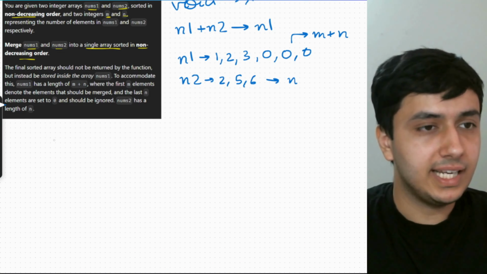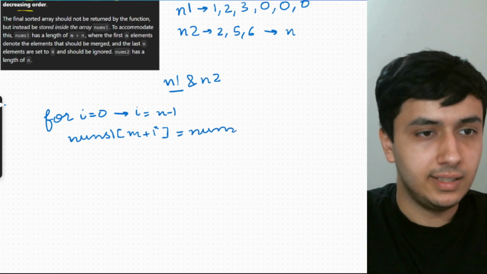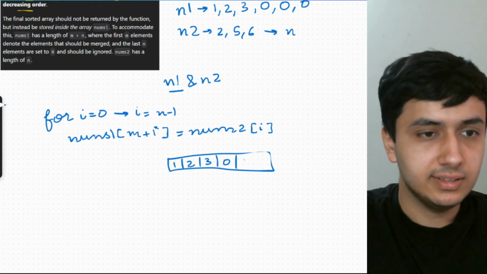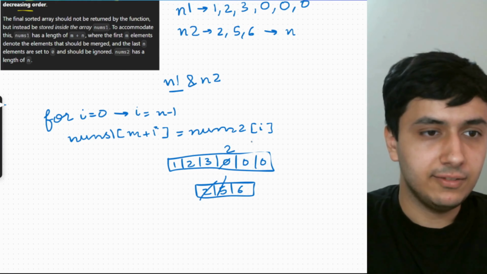We'll say for i equal to 0 to i equal to n minus 1, nums1 of m plus i equal to nums2 of i. What this will do is, let's say we have nums1 as 1, 2, 3, 0, 0, 0 and nums2 as 2, 5 and 6. So what this will do is this will put 2 here, 5 here and 6 here.